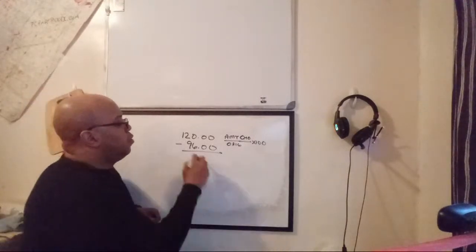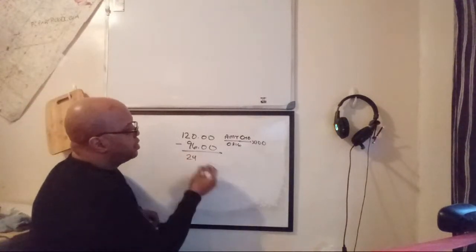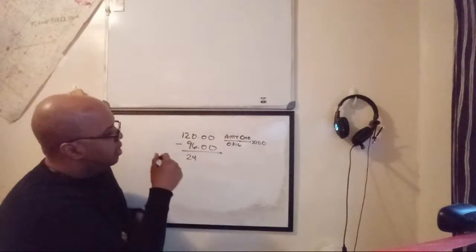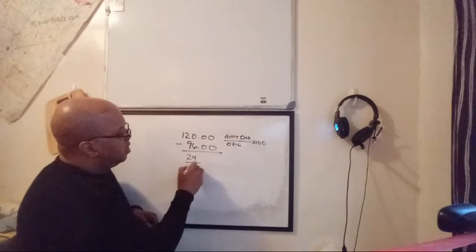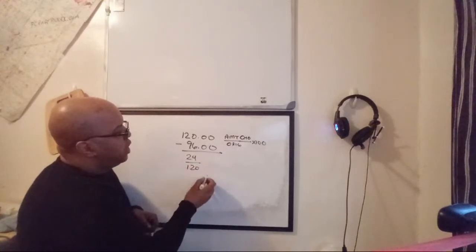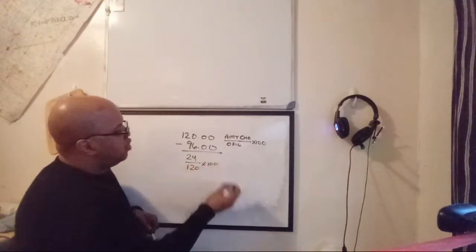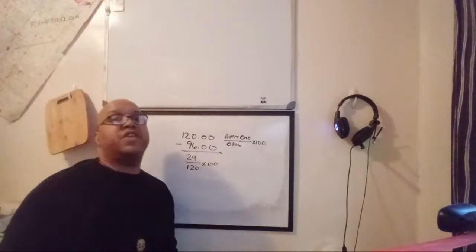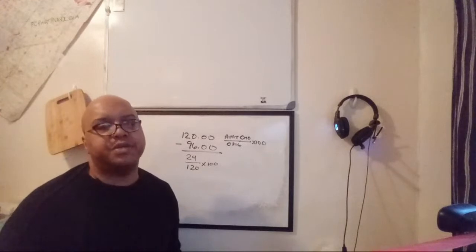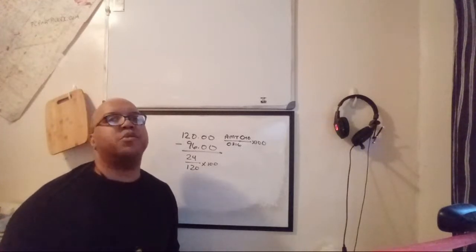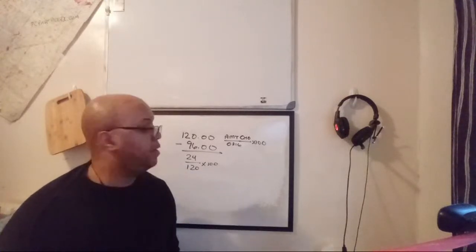So $24 is the actual amount of change, divided by the original price, which is 120, and that times 100. Now, one thing that you're going to have to get used to, and it is not going away, is long division. You're not going to be able to use a calculator, so you're going to have to be able to do long division effectively.